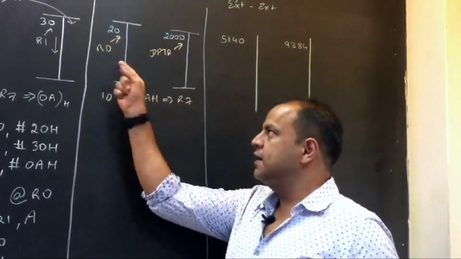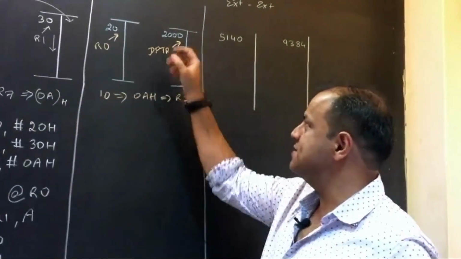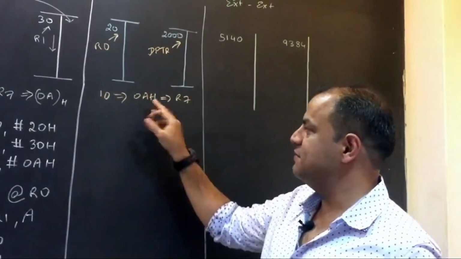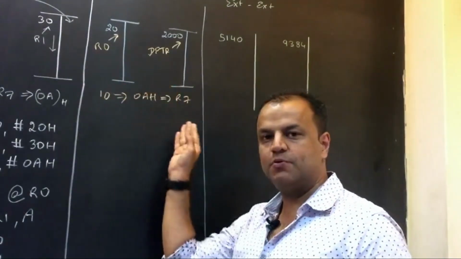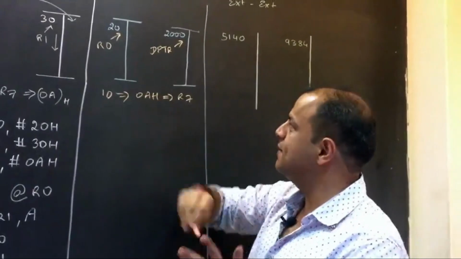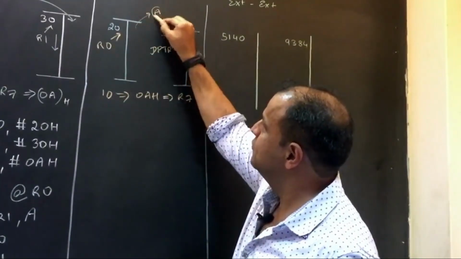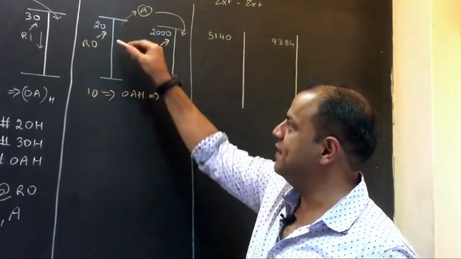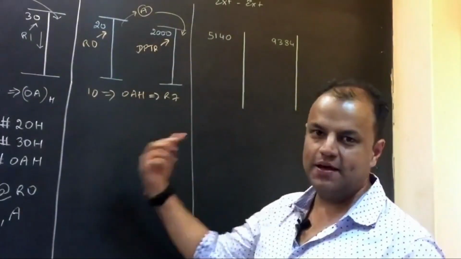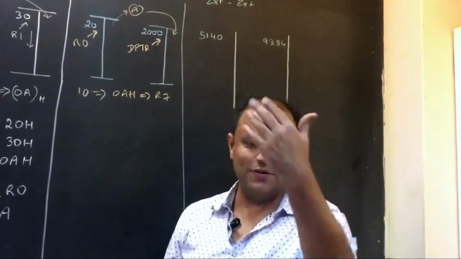logic? Initialize R0 with 20, initialize DPTR with 2000, initialize R7 with 0A, source pointer, destination pointer, and your count. Take the data pointed by R0 into A, store it at the location pointed by DPTR, increment R0, increment DPTR, put it in a loop. That's your program. Come on, will you be able to do it?